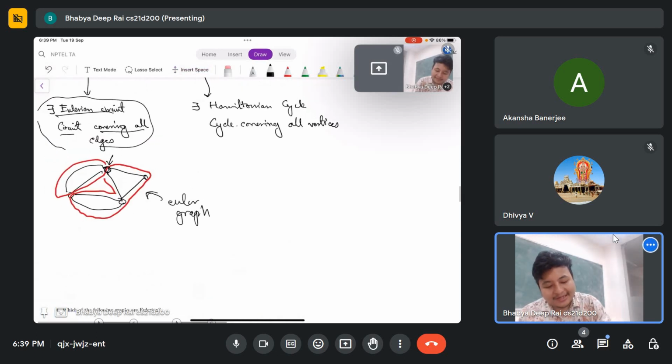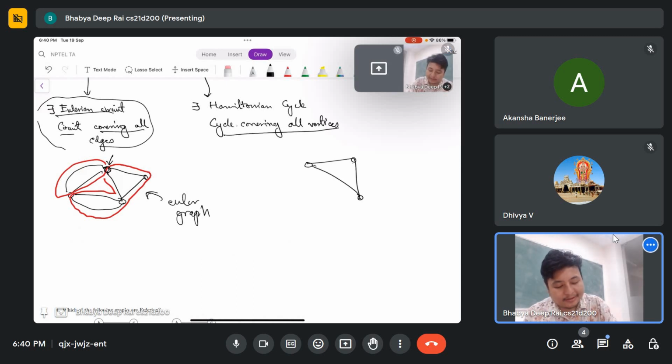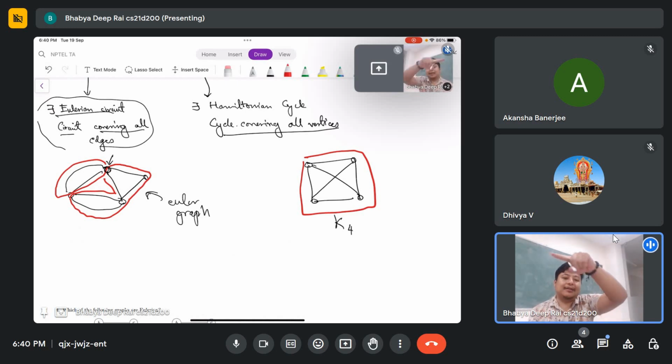And what is a Hamiltonian cycle? A Hamiltonian cycle is a cycle covering all vertices. For example, what is this graph called? It's a complete graph on 4 vertices, which is also called K4. Does it have a Hamiltonian cycle? Yes. This is the Hamiltonian cycle. I'll just take the outer cycle and it will cover all the vertices. So K4 is a Hamiltonian graph.